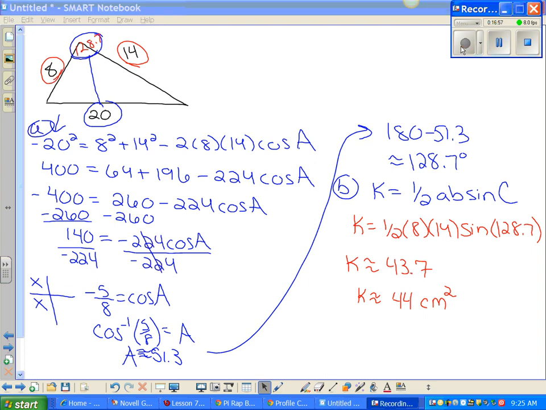Okay, so that's law of cosines. So again, you're using law of cosines to find a missing side if you have two sides and an angle in between. You're using law of cosines to find an angle if you have three sides and you want a missing angle.